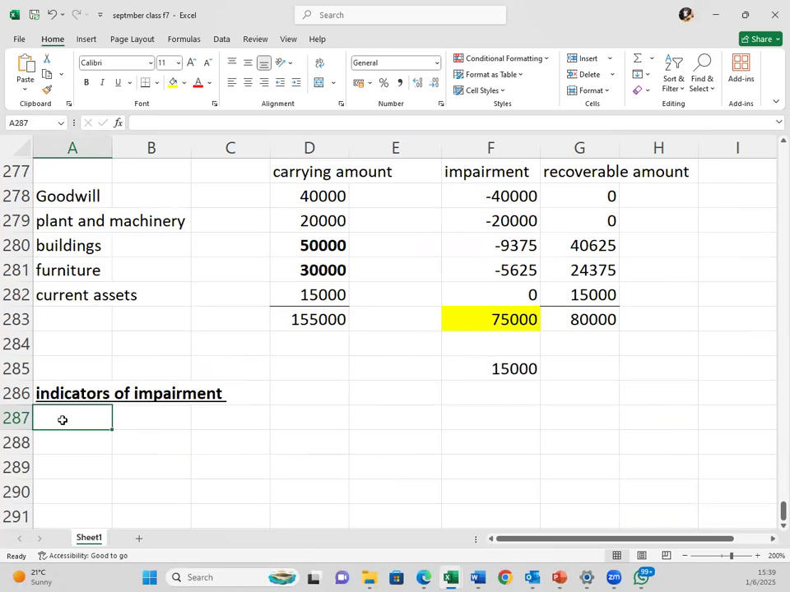If these conditions are present, then we are supposed to conduct an impairment review to check whether the assets are not overvalued. Because if these conditions are present and you do not carry out an impairment review, there's a risk that you're going to overvalue your PPE. So the first condition is decline in the market value. There can be a decline in the market value of the asset.